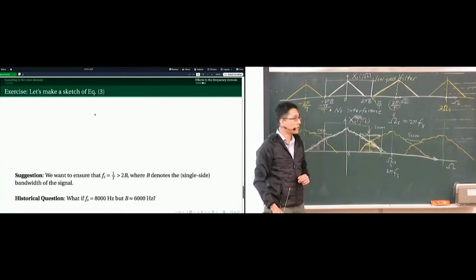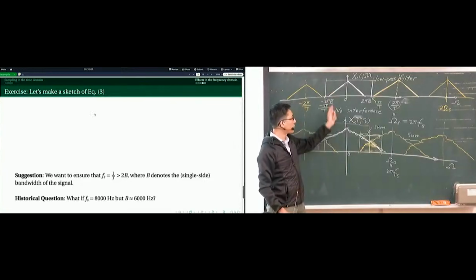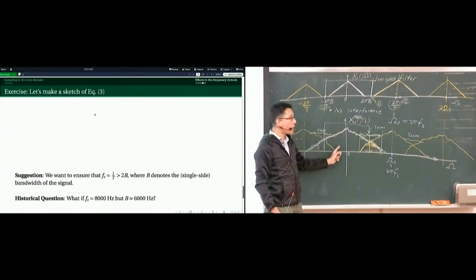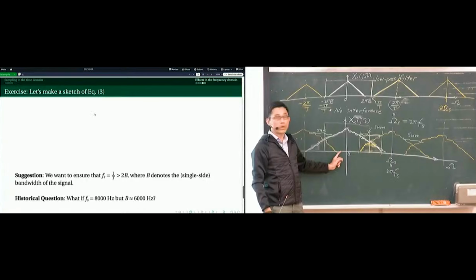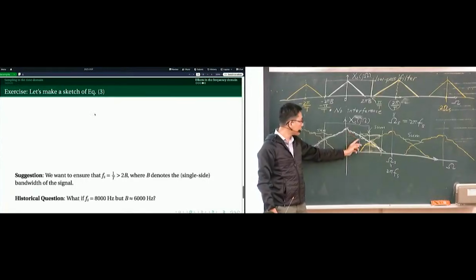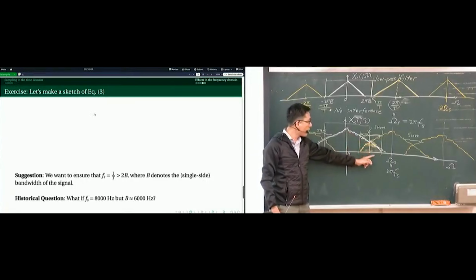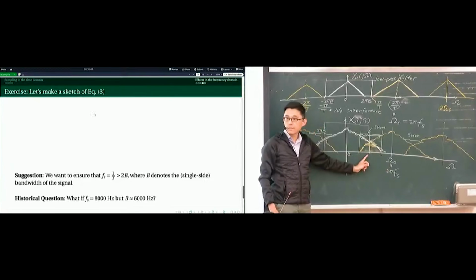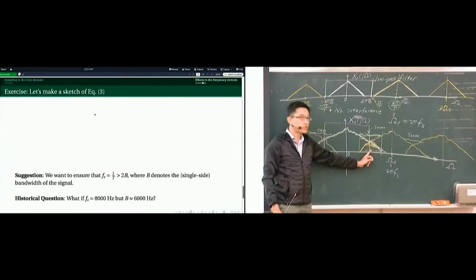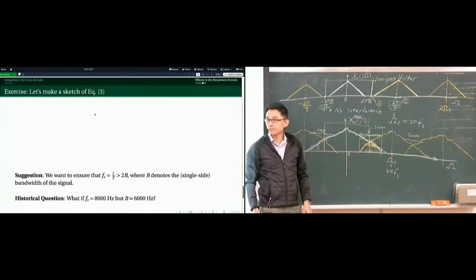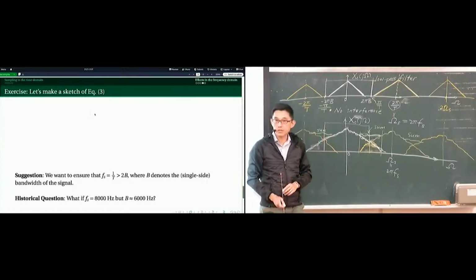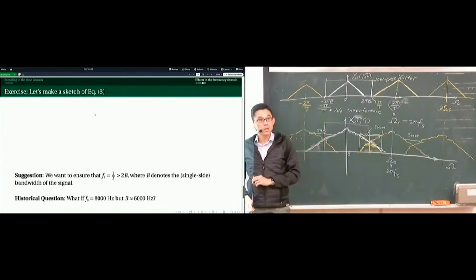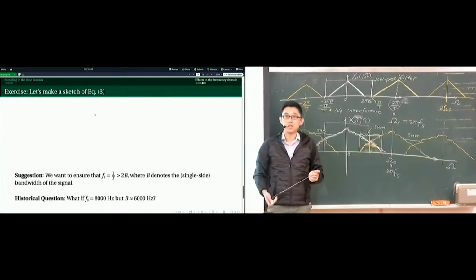Okay, so we can compare these two different cases: narrow bandwidth, wide bandwidth. Whenever the bandwidth is anything above half of the sampling rate, then we are in trouble. We will lose this part of information after sampling. Okay, so that's a simple sketch of what's going on in the frequency domain.